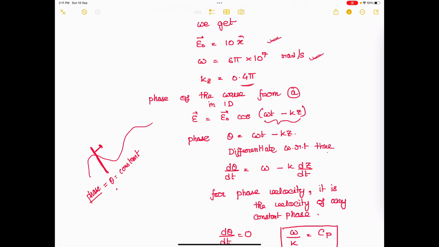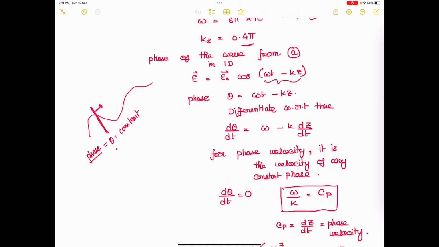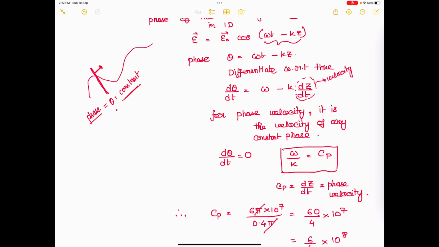Differentiate with respect to time. So d theta by dt is equal to omega minus k dz by dt. We can see from here that dz by dt is a kind of velocity. Why are we doing d theta by dt? Because I need one constant phase. Therefore, I put d theta by dt as 0, because the phase velocity is the velocity of any constant phase. This gives dz by dt equal to omega by k, and this dz by dt is nothing but the phase velocity, omega by k. So this is the phase velocity expression.